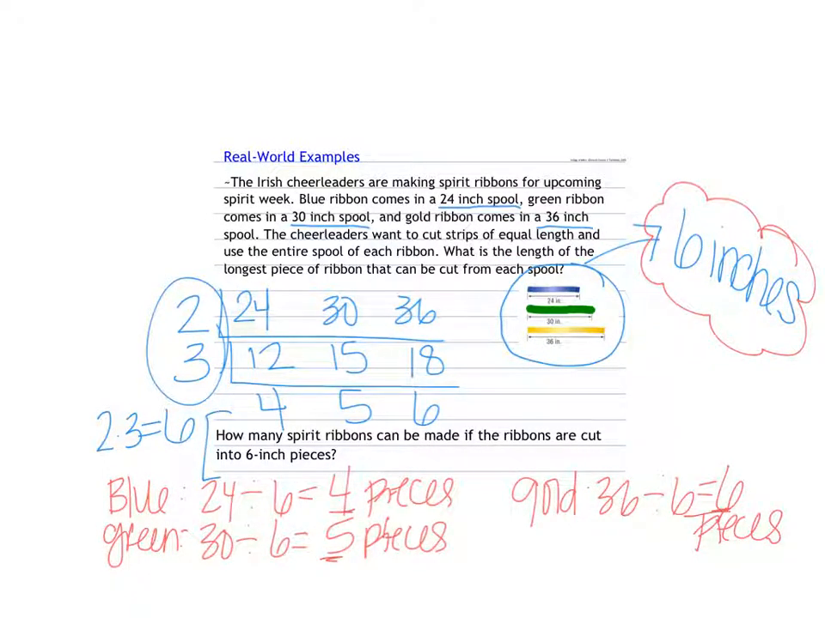And then the question is, how many spirit ribbons can be made if the ribbons are cut into 6-inch pieces? So 4 plus 5 plus 6, so 9 plus 6. So we have 15 ribbons total. All right, that's all I have for you for GCF.